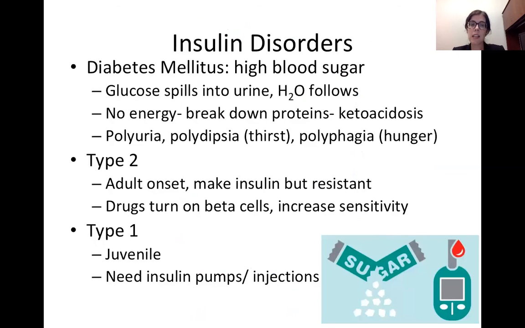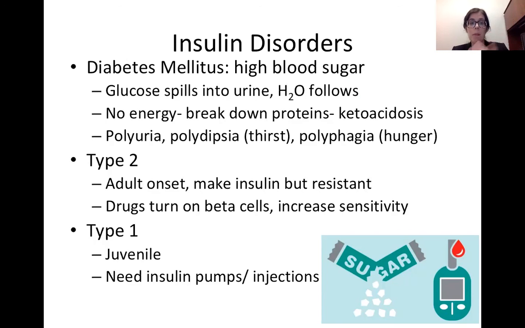The most common example of this system gone awry is diabetes mellitus, otherwise known typically as just diabetes, high blood sugar. So what happens if we have so much blood sugar that insulin can't keep up with it? Well, that glucose will spill from our blood into our urine. There becomes so much glucose in the blood, we can't pull all of it back in, we're going to pee some of it out. Water will follow.